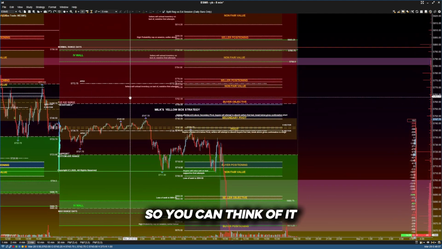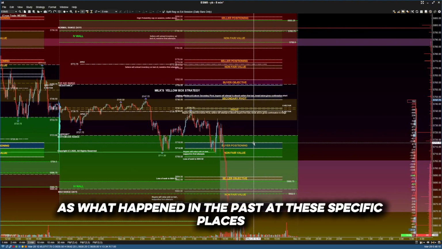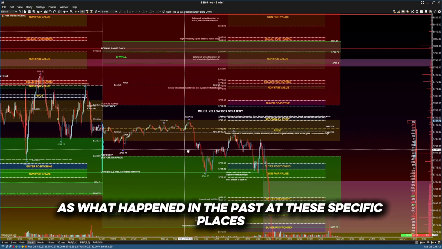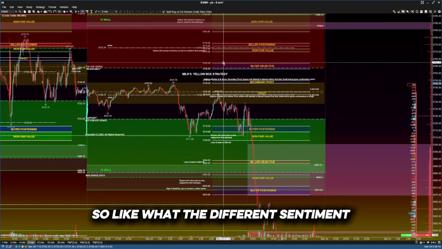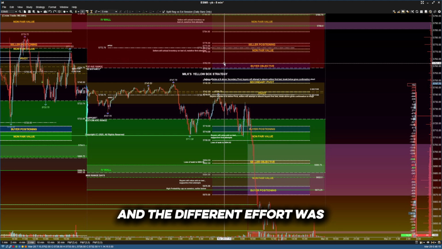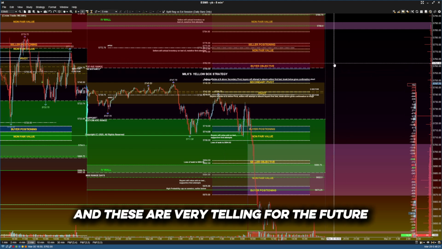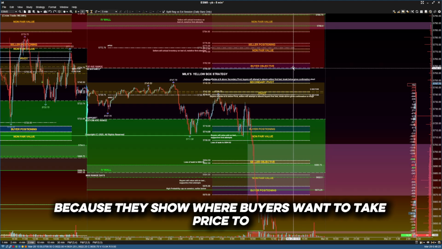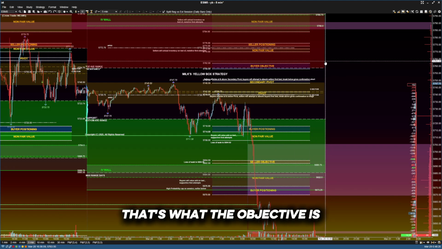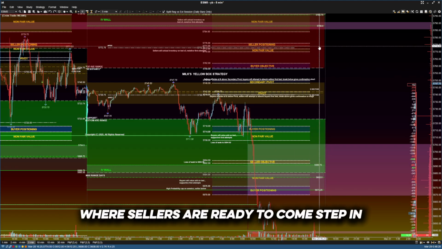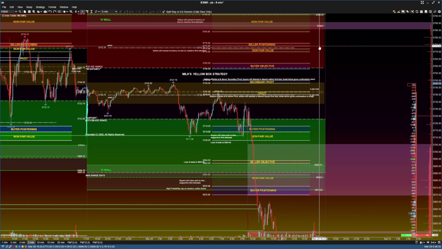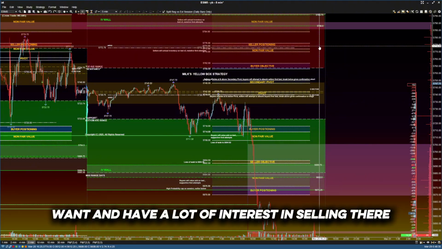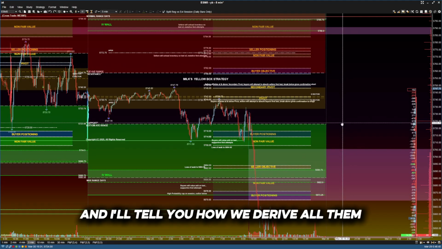So you can think of it as what happened in the past at these specific prices. Like what the different sentiment and the different effort was. And these are very telling for the future because they show where buyers want to take price to. That's what the objective is. Where sellers are ready to come step in, where they're very strong and want and have a lot of interest in selling there. And I'll tell you how we derive all of them.